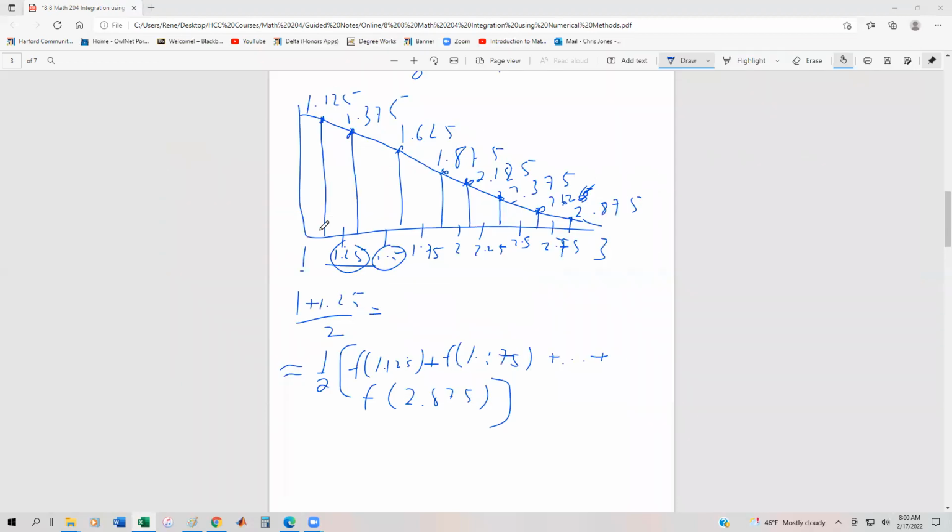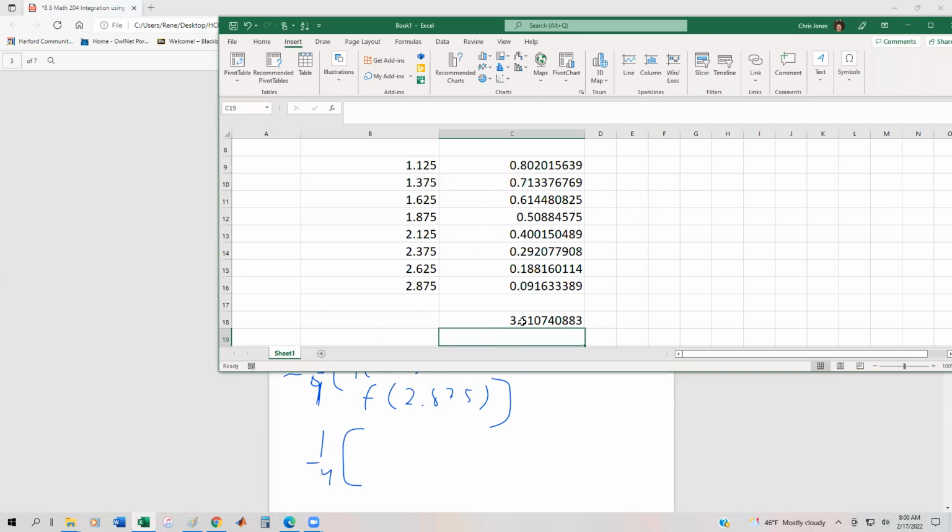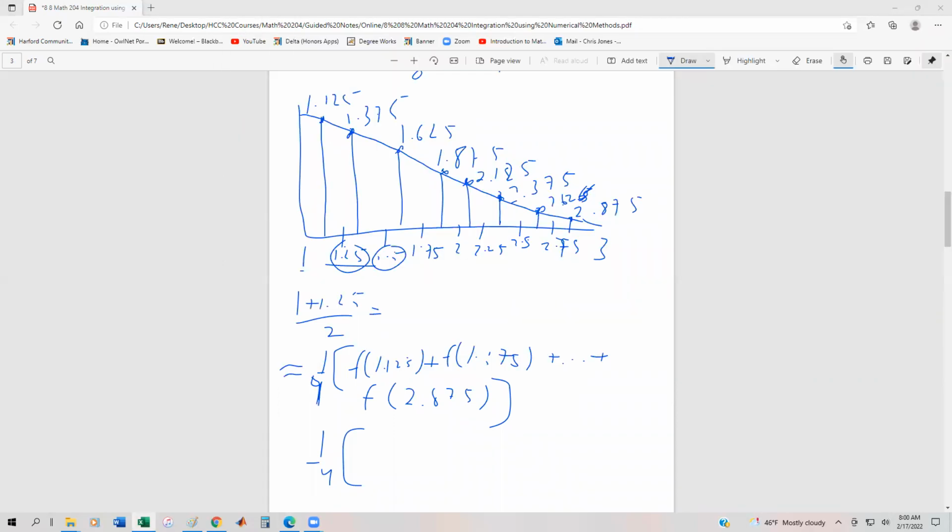All right. And by the way, this should be a quarter, not a half. Sorry about that, because remember our delta x. I was wondering why it was close. So this is going to be our delta x, which is 1/4 of all this. So we get 1/4, and we got our sum over here, which is 3.6107, etc. It's going to be 3.61074. And probably need one more decimal place, so it's going to be a 1 there.